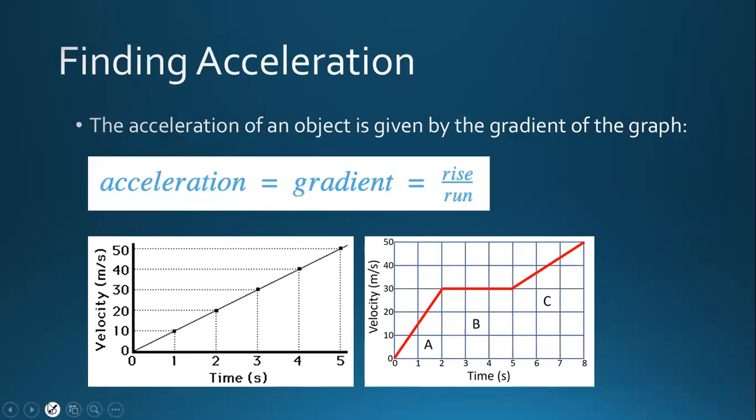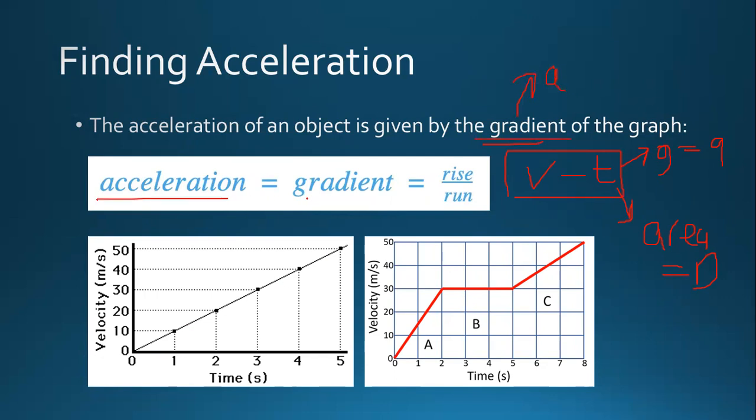The acceleration of an object is given by the gradient of the graph. मैंने कहा था कि जो आपको एक velocity time graph दिया हो, a velocity time graph का जो gradient है, that shows acceleration, and the area under the graph shows you distance. So in a velocity time graph, the gradient shows you the value of acceleration. So acceleration is the gradient, which is rise over run. मतलब कि y-axis divided by x. तो y over x आपके पास gradient होता है.